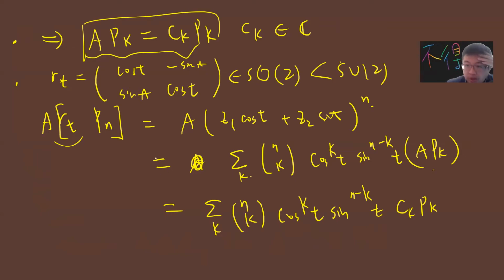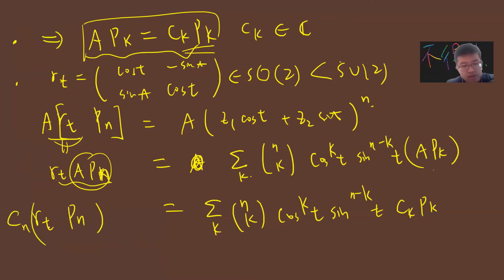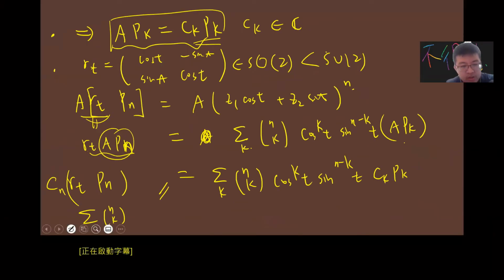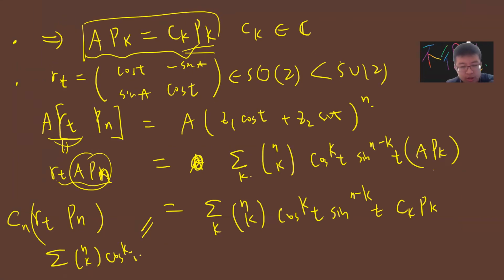Up to now, it's hard to see what's going on. But by definition, you can exchange these two and get R_t A P_n, which gives c_n P_n. So this is R_t c_n P_n, and R_t acts on this P_n and becomes the same thing, the sum of n choose k, cosine^k t sine^(n-k) t, which is the definition of c_n P_n.